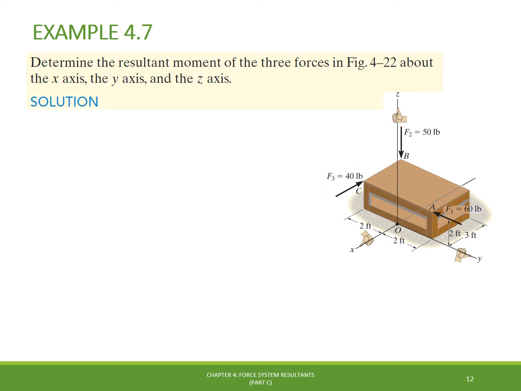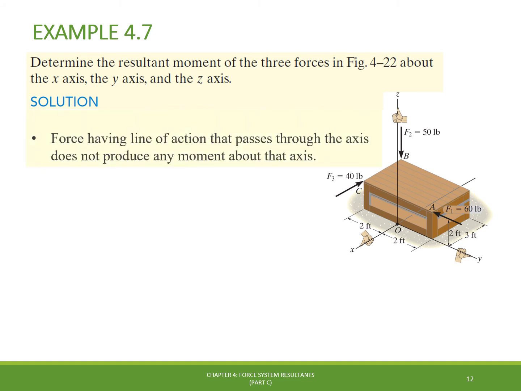To solve this problem, we have to identify first the moments generated by each force along each one of the axes. To do so, we have to recognize that a force that is parallel to a coordinate axis or has a line of action that passes through the axis, like the force F1, which is parallel to the y-axis, does not produce any moment or tendency for turning about that axis. Then we have to define the positive direction of the moment according to the right-hand rule, as shown in the figure, in which the positive direction of the moment points towards the thumb of the right hand.